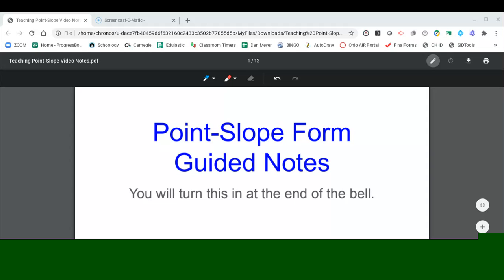Today we're going to learn about point slope form. You will have guided notes in Schoology that you will submit at the end of this lesson. So as I go through and scribe on these slides, you will do the same. You'll type into your slides and then you'll submit through Schoology.